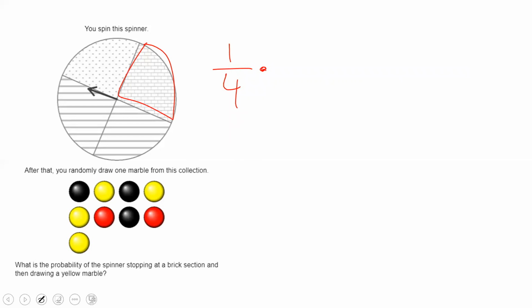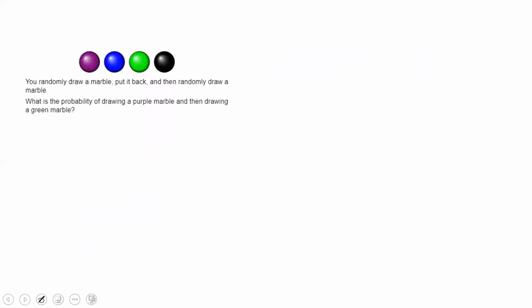And then drawing a yellow marble. So, and we're going to multiply our probabilities, and we have 1, 2, 3, 4 out of 1, 2, 3, 4, 5, 6, 7, 8, 9 marbles. So if we do that multiplication, we're going to end up with 1/9. That's our chances of landing on brick and pulling a yellow.